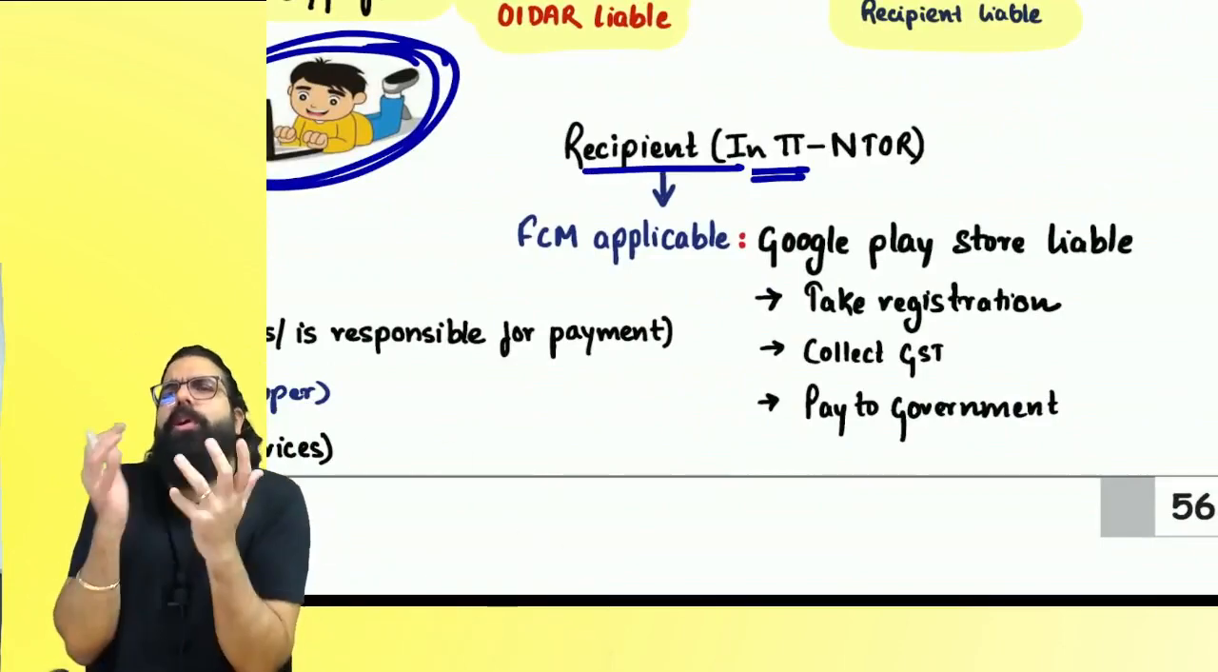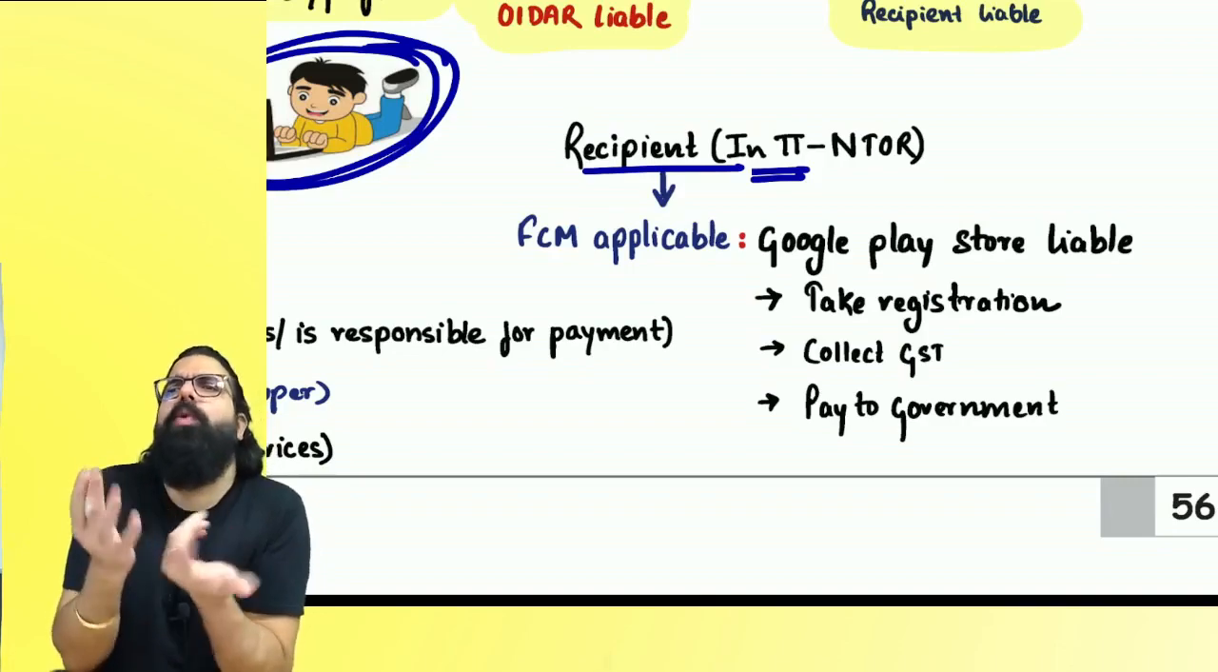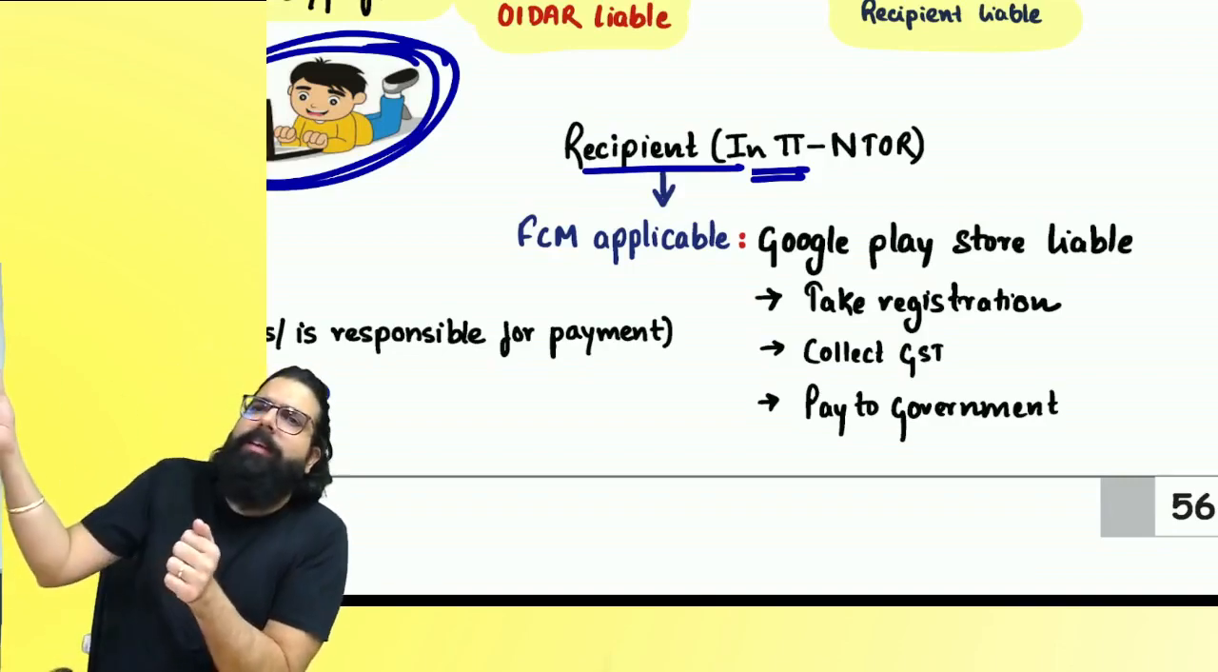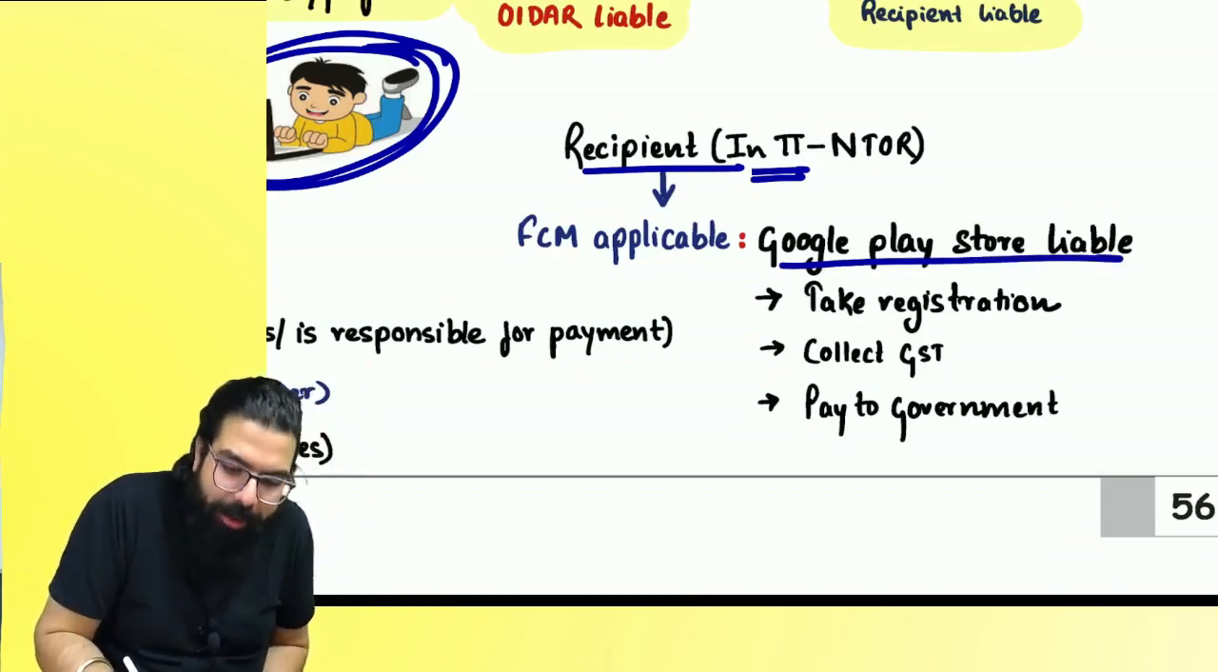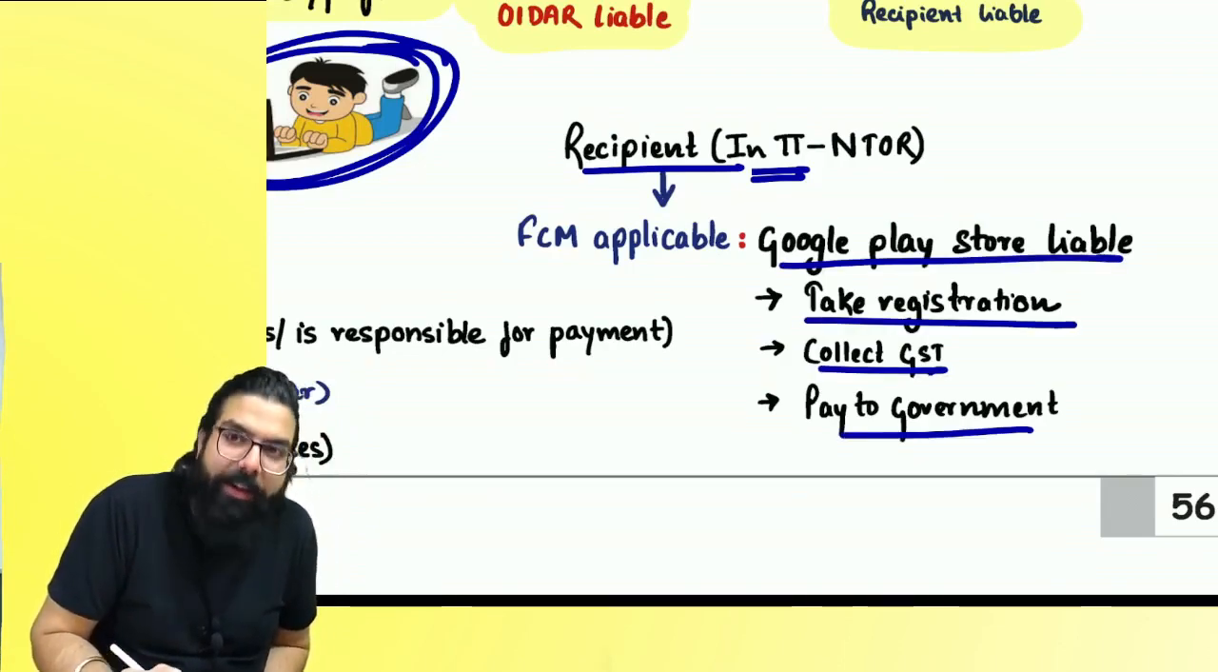For an example, you downloaded one game. You are not a registered person. Who will collect the GST? They will collect the GST, Google Play Store, and they will pay to the government. So here, Google Play Store will be liable. They will take registration, collect GST, and pay. Forward charge mechanism. Can I go ahead, everyone?